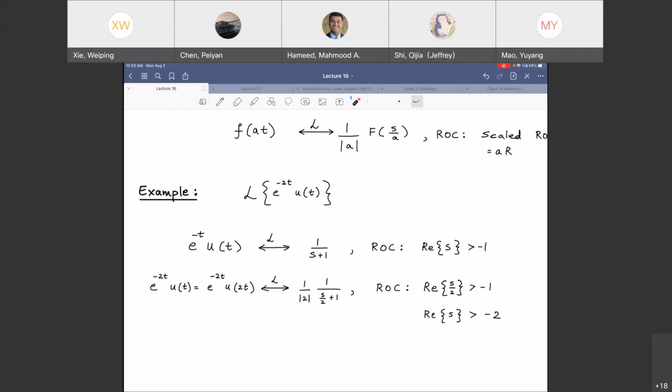Can I write u of t as u of 2t? It's going to be the same signal, right? For t less than 0, it's 0. For t greater than or equal to 0, it is 1, right? So no matter if you scale, this guy is going to be the same as this guy. So I can write that as a function, but instead of t, now I have 2t. So my a is 2 here.